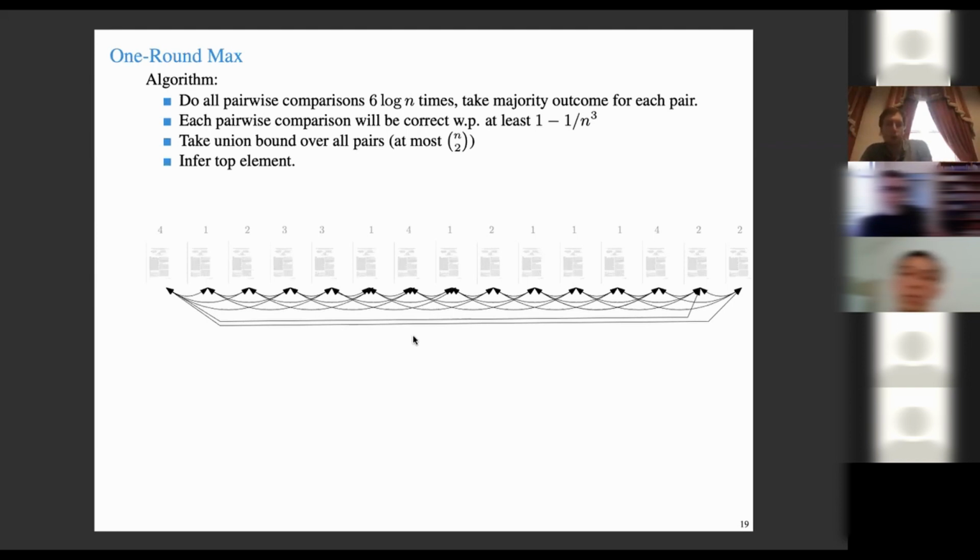And not only that, you know much more. You know the complete ordering of all of the papers. But you wasted a lot of queries, because it's n squared log n queries. But the cool thing about this is it's really fast, because it only takes you one round of reviews. Any questions? Okay.